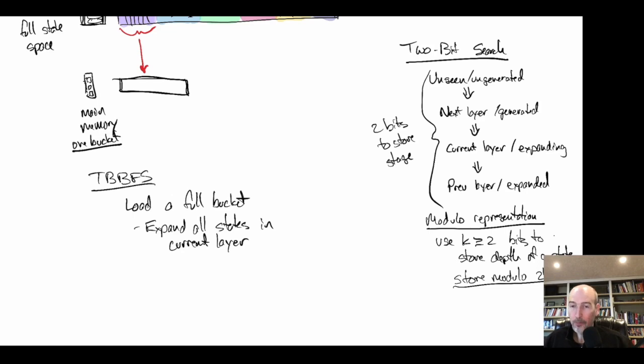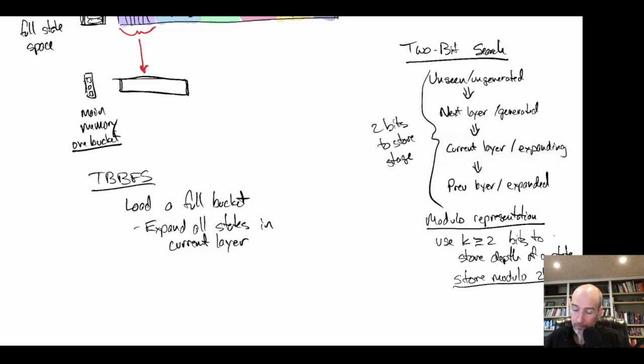Okay, so we load a bucket. There's a bunch of states there. Some of them are previous layers. Some of them we haven't seen. They're all in these different unseen next layer. Some of them are previously expanded. We're only going to take the ones that are in the current layer and we're going to expand those. So we're going to expand all those states.